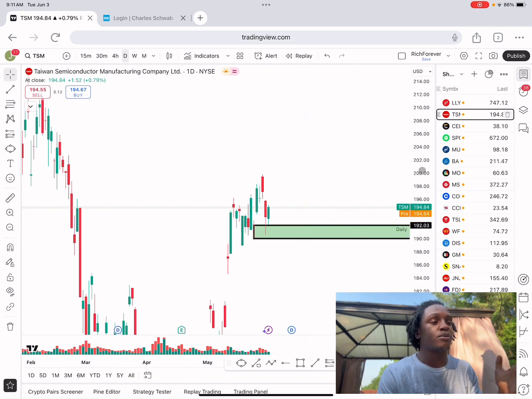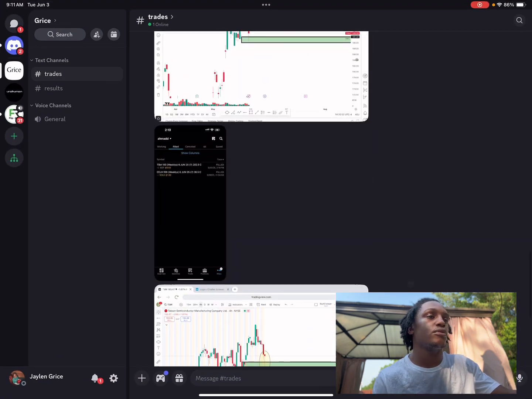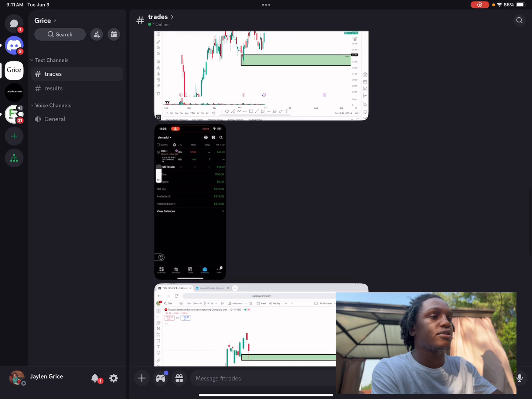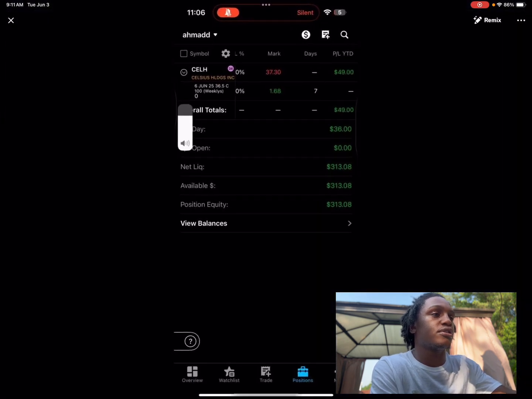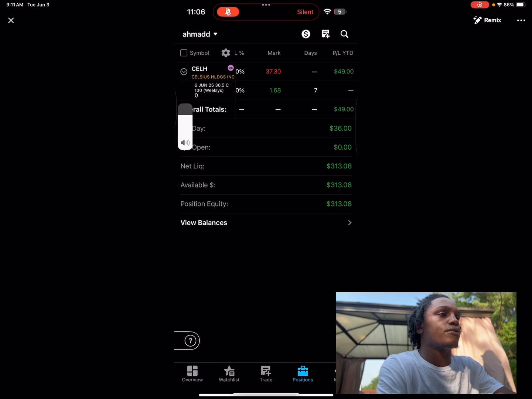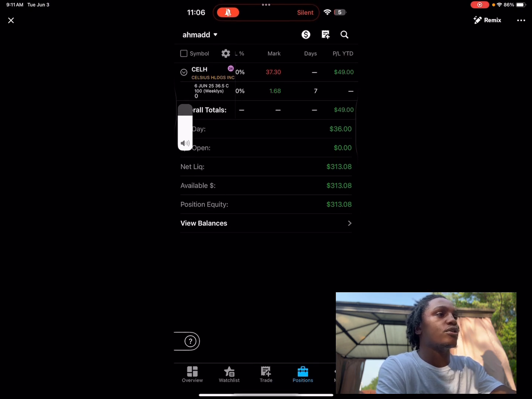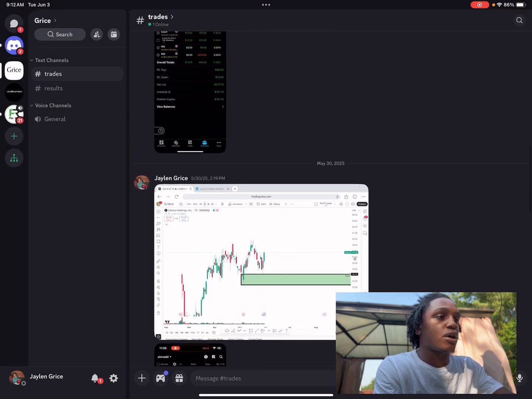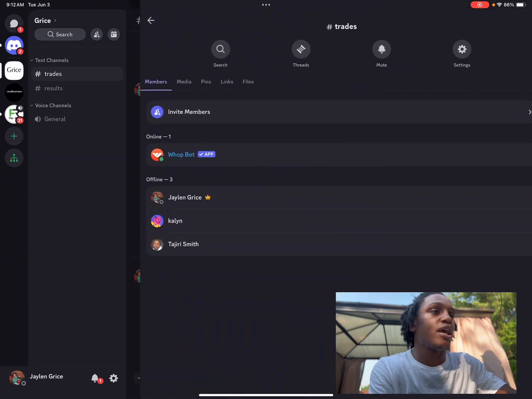So with the Celsius trade, I also documented that, right? So I took this Celsius trade. You see, the total for that day was $36, but the P&L for year to date is $49. I mean, I had made $13 before. This was also a swing trade, so I held this trade.